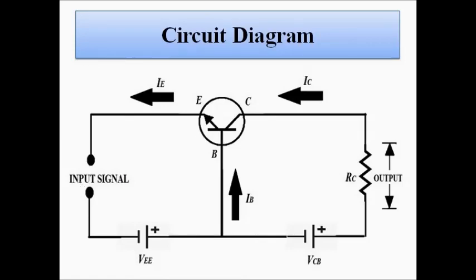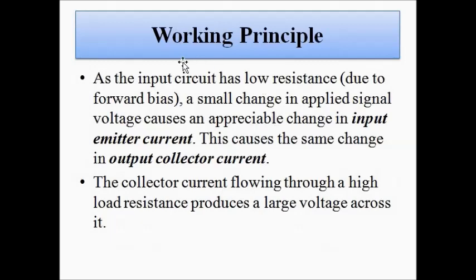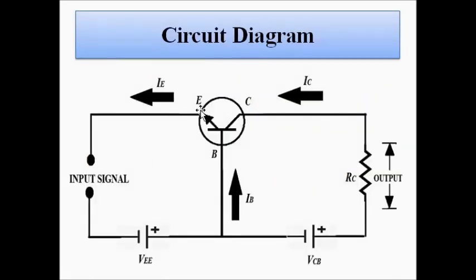Okay, now the working principle. We know that the input junction or the input circuit, which is the emitter base junction, has forward bias. As a result of that, it has very low resistance, of the order of ohms, so a few ohms.